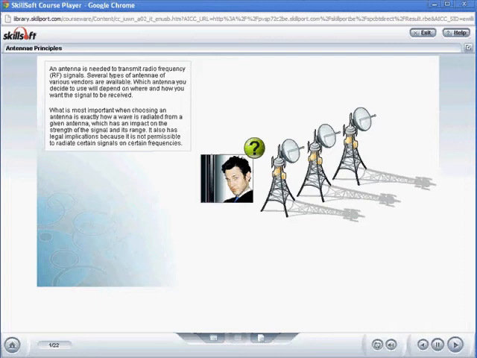What is most important when choosing an antenna is exactly how a wave is radiated from a given antenna, which has an impact on the strength of the signal and its range. It also has legal implications because it is not permissible to radiate certain signals on certain frequencies.